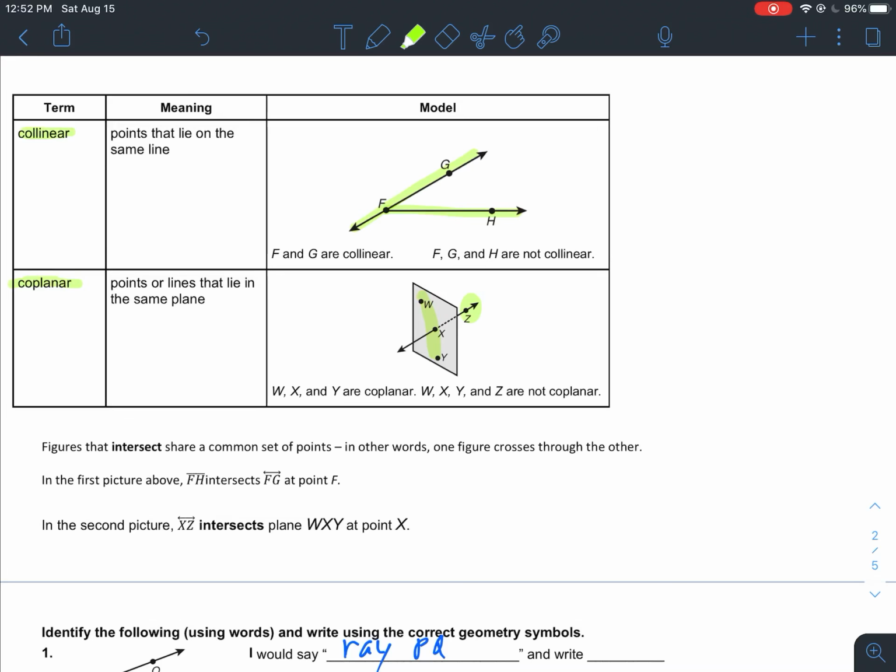Okay? Figures that intersect share a common set of points. In other words, one figure crosses through the other. So in the first figure, we have segment FH and line FG intersecting here at point F. Two lines will always intersect at a point if they intersect at all. And in the second picture, we have a line going through a plane. I know it's hard to see 3 dimensions in 2D, but picture a pencil going through your desk. That's what we have there. And the line intersects the plane at point X.